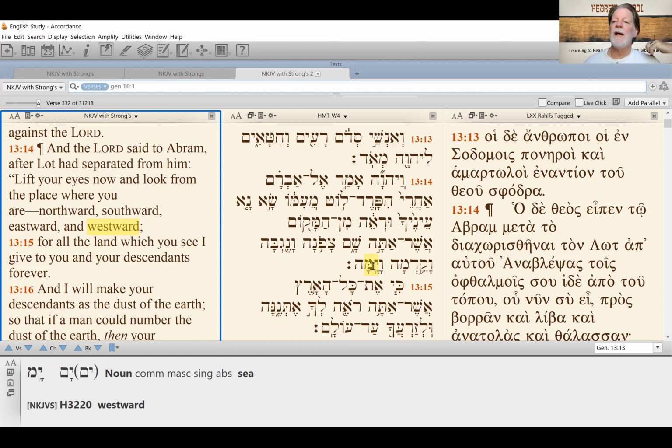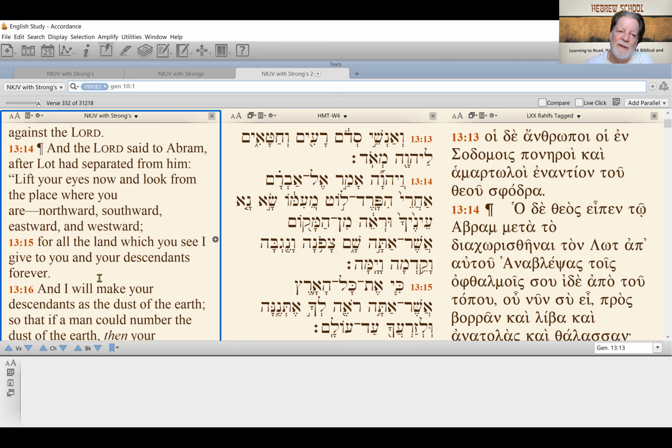And then behind you, Achara, Achari, behind me would be the west. So sometimes the Mediterranean Sea is called the Acharot Yamim, the sea that's behind you, if you're figuring out compass points by looking to the east. Isn't Hebrew interesting?